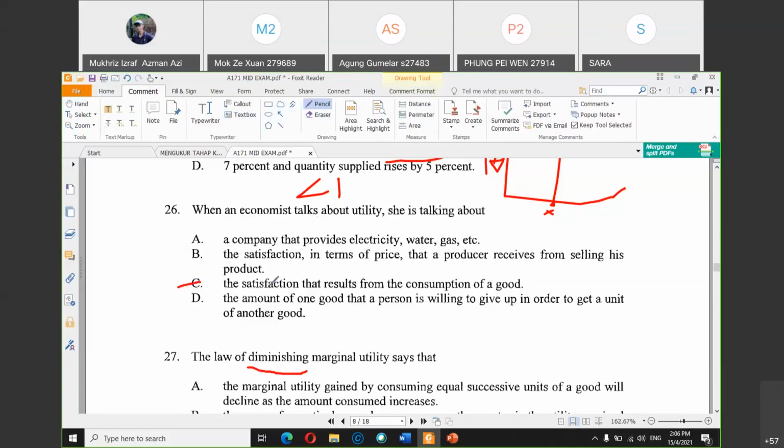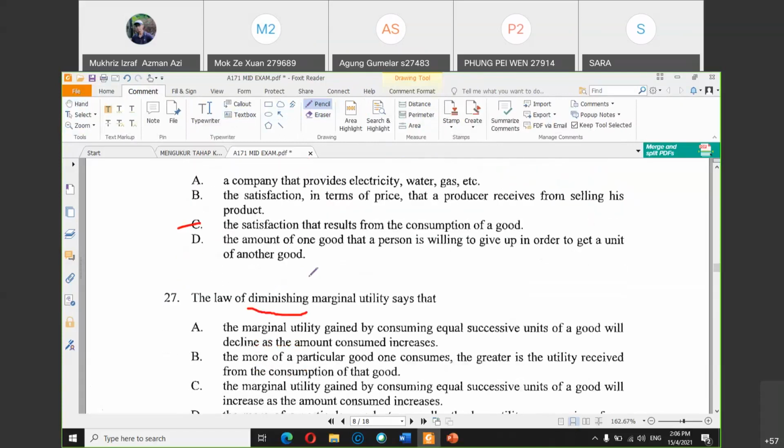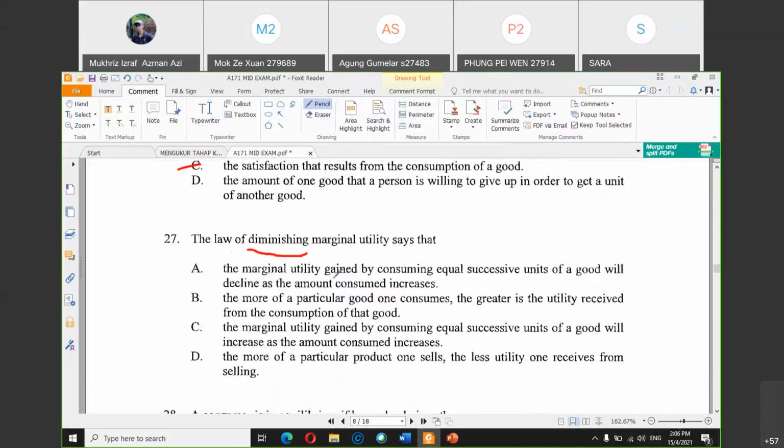Okay, the law of diminishing marginal utility. We already discussed this just now; you can check back your slides. Basically, the word diminishing is the key word here. If you understand what diminish means in English, you should be able to pick out the correct answer.